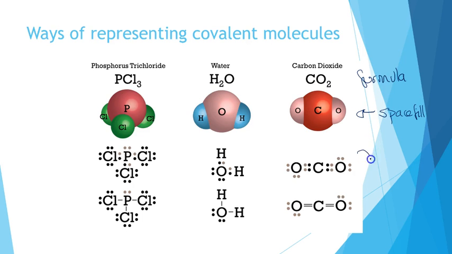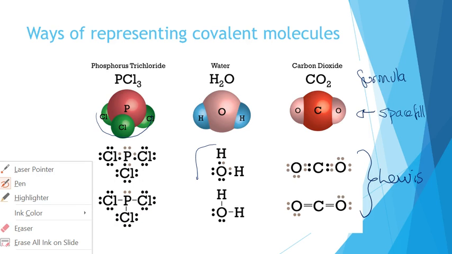Then these two here are different representations of Lewis structures. You'll notice that with these, we're not really seeing the overall shape. We sometimes get to see it with water here, but we don't really see how the three chlorines here are below the phosphorus. They're all flat, and that's fairly typical of a Lewis structure.